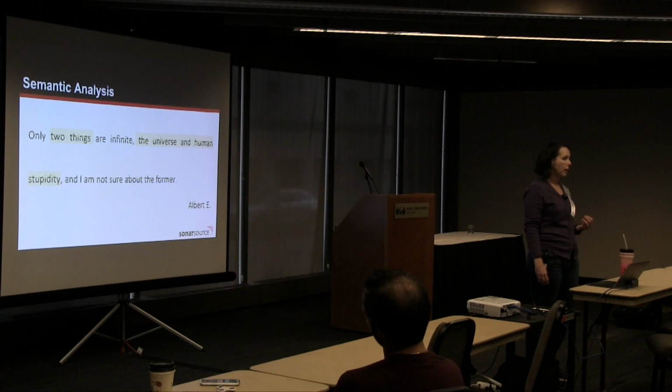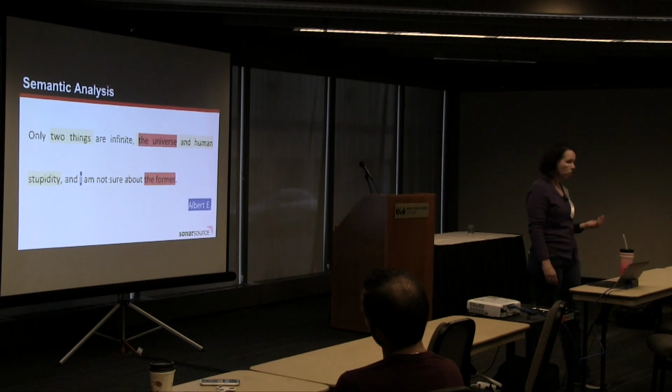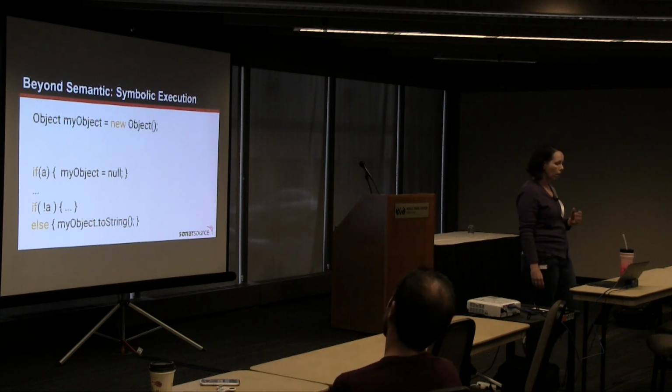After that, you get into semantic analysis, which is where you begin to understand how the symbols relate to each other. So semantic analysis is where you understand that two things refers to the universe and human stupidity, and that the former refers to the universe. Beyond that, you get into symbolic execution.